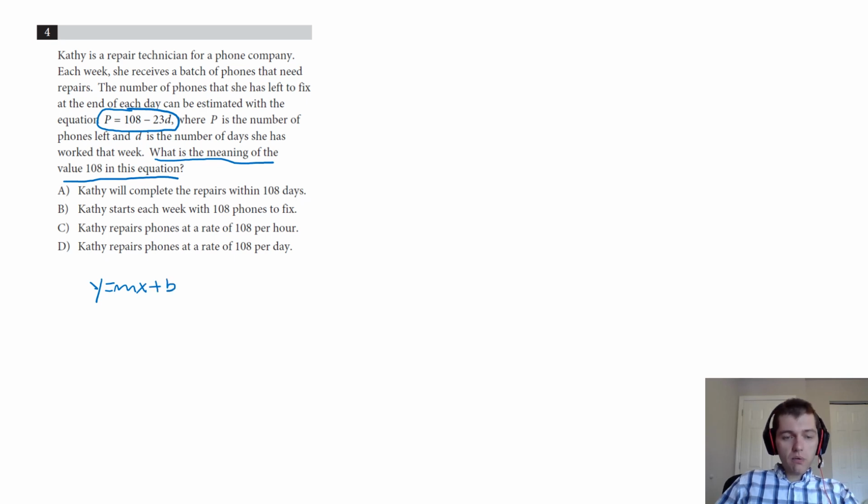Take that equation, rearrange it to look like the line form you're used to. P is equal to -23D plus 108. And they're asking for what does this 108 mean. So you know what the different values in the line form mean. This right here is slope or rate. And this right here is intercept or initial condition.